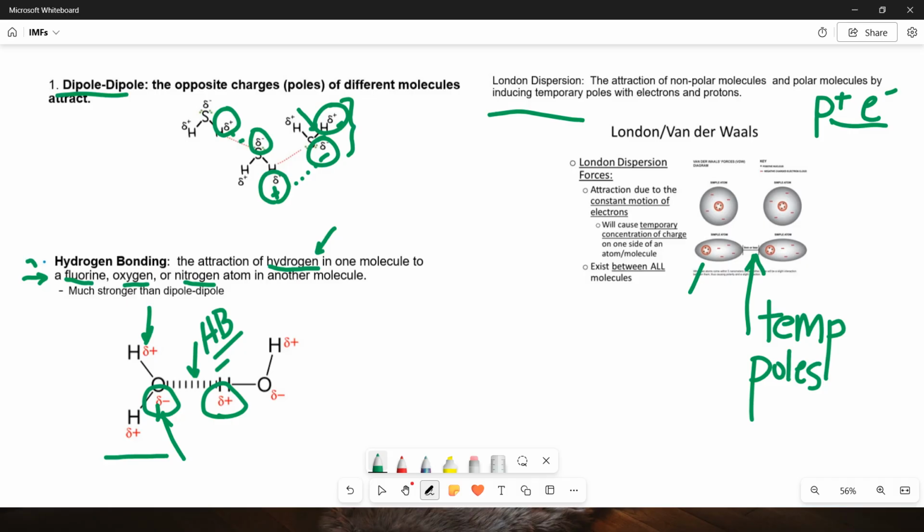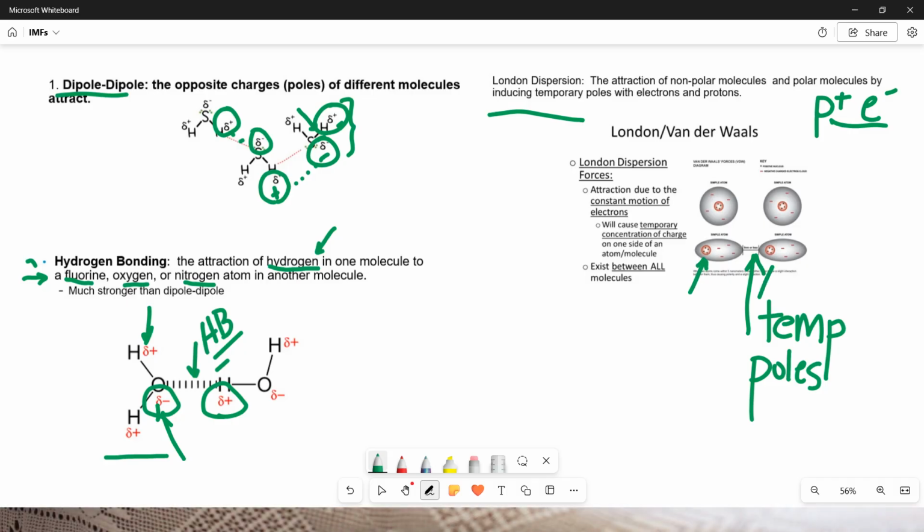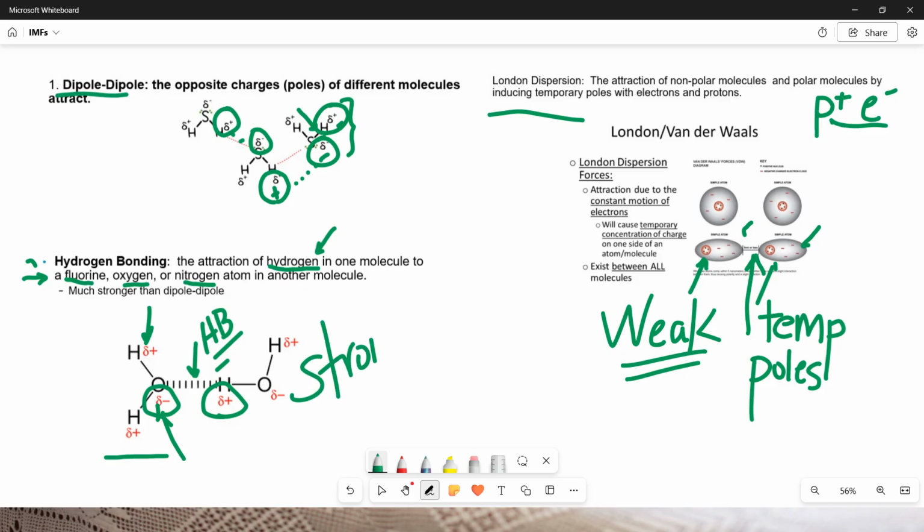So you can see here, this might be partially positive here, and this is partially positive, partially negative, partially negative. Well, that will shift. It doesn't stay that way. The protons and electrons are constantly moving, and so we have this temporary pole. This is the weakest attraction, but it still exists. So this is the weakest, this is the strongest, hydrogen bonding, and dipole-dipole is in the middle.